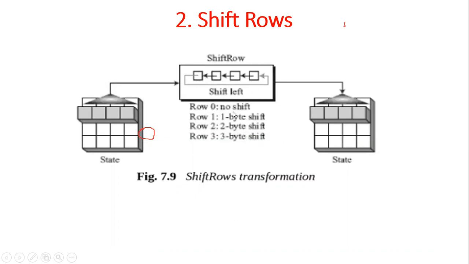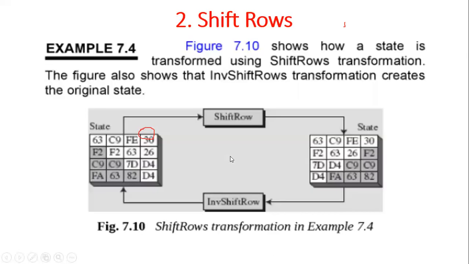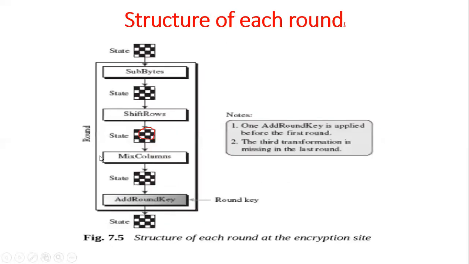So in row 0 there will be no change, in row 1 a 1 byte shift, row 2 a 2 byte shift, and row 3 a 3 byte shift. Suppose for this example, our state is transformed using shift rows. This is the state before shift rows. Now this input goes to shift rows.